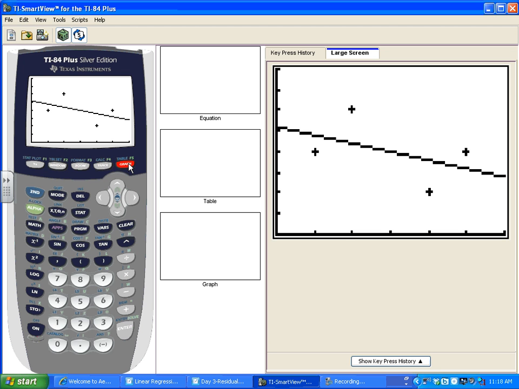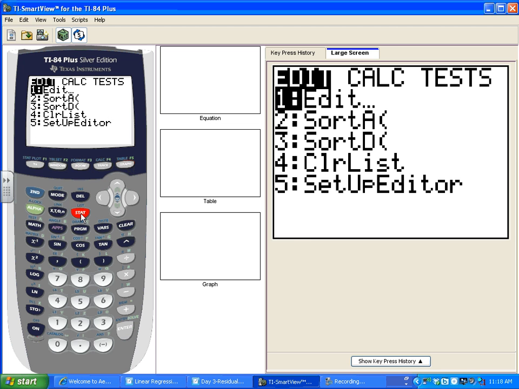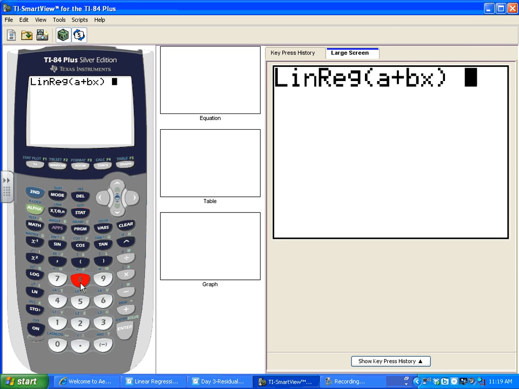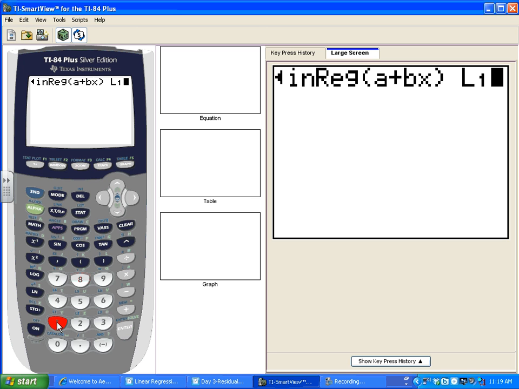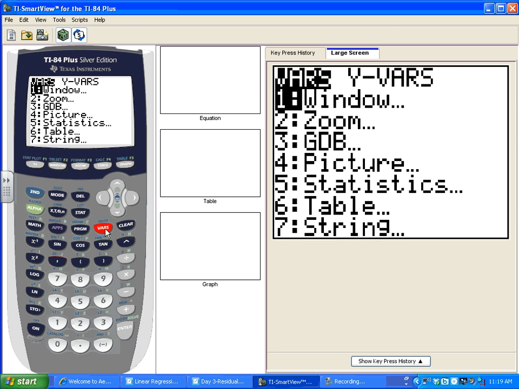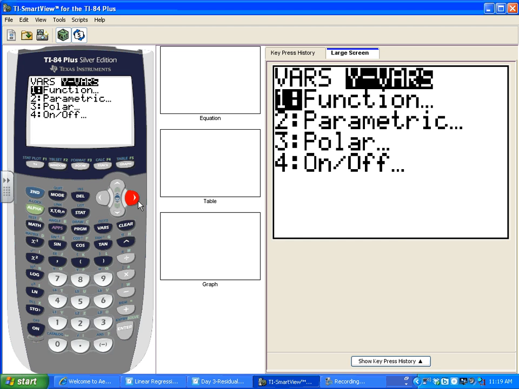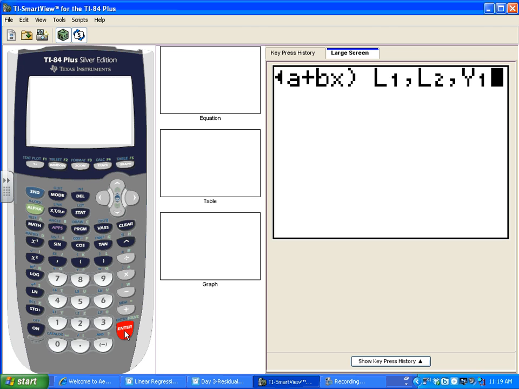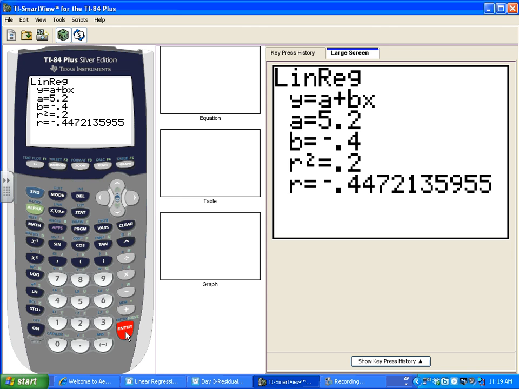Do you guys want to see that again for the calculator input? Yes. Okay, calculator input again. Stat, calc. 1-Var Stat, linear regression, so that's number 8. Your x value, which is list 1, comma, your y value, which is list 2, comma, and this is the new thing. It's Vars, Y-Vars, function, and just have y1. So it'll look like that.